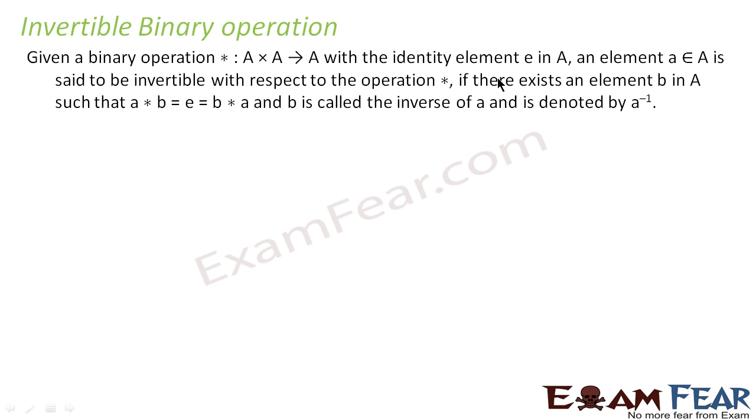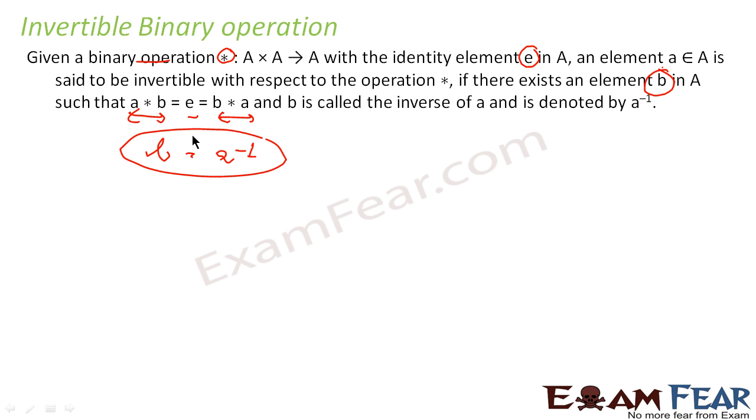So a given binary operation, again start with identity element E. If there exists an element A, that element is said to be invertible with respect to the operation if there exists an element B such that A star B is equal to E, and that is equal to B star A. And in that case we call B the inverse of A. So for an invertible binary operation to exist, there should exist one number B, that is A inverse, and that should satisfy the condition that A star B is equal to E. E is nothing but the identity element, and that is equal to B star A.